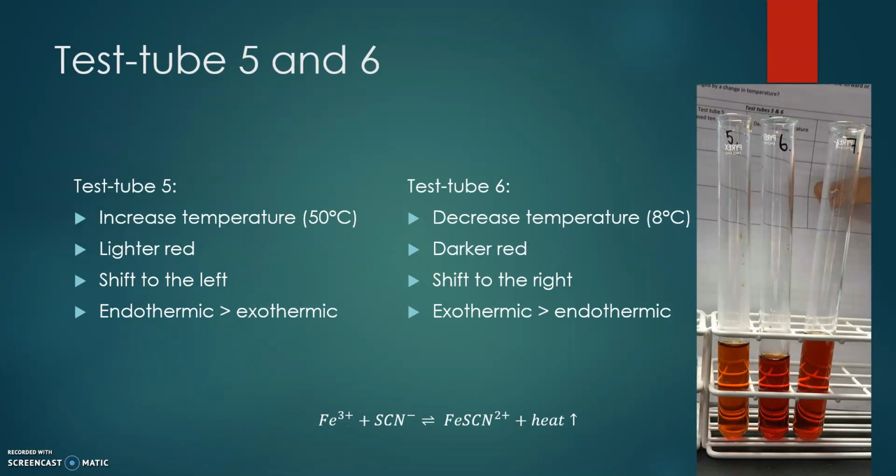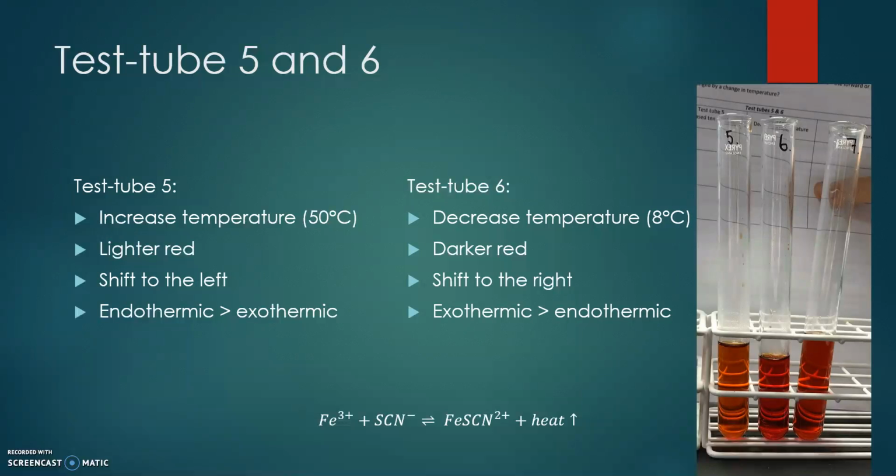In test tube 5, we increased the temperature from room temperature to 50 degrees, and the solution turned into a lighter red. This can be explained by a shift to the left, because it's an endothermic reaction to the left and an exothermic reaction to the right. Therefore when we increase the temperature, the endothermic reaction is greater.